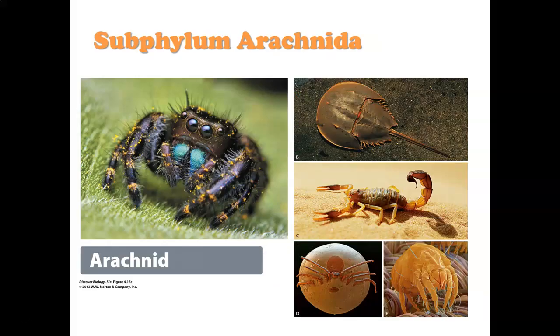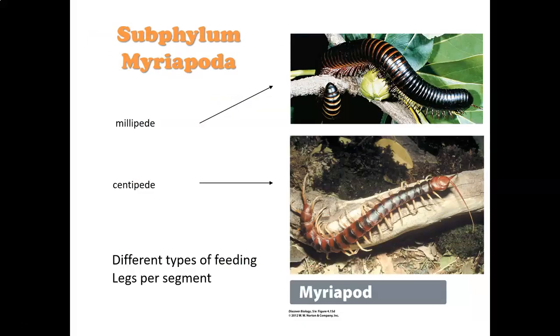The third group of arthropods are the arachnids. These are spiders, ticks, scorpions, mites, all of our nasty, creepy crawlers. And the last group of the arthropods are the myriapods. These are our many-legged friends, centipedes and millipedes.